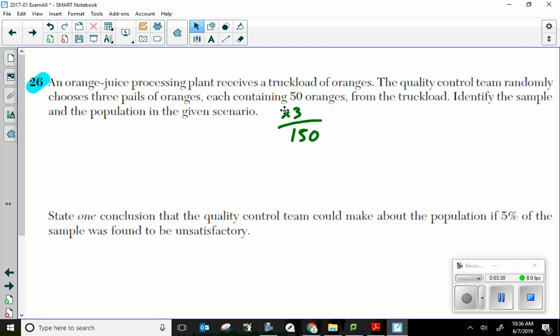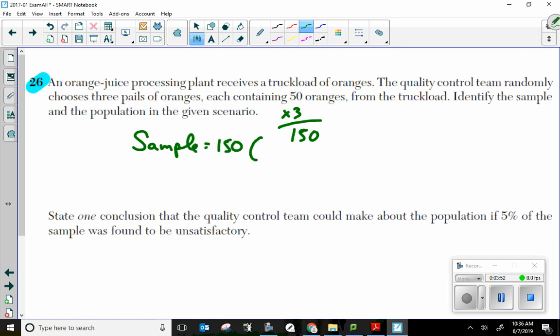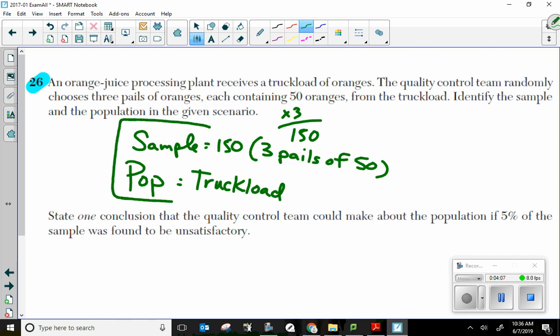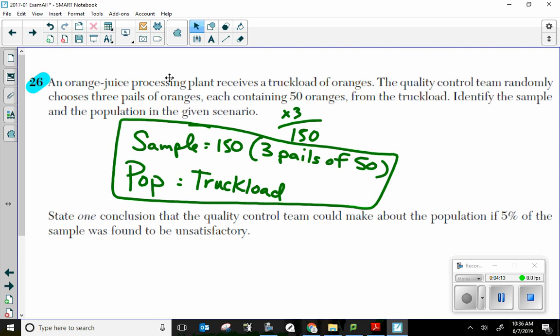Identify the sample and the population of the given scenario. Well, I think I kind of just gave you part of the answer. My sample is what they picked out. My sample is 150 oranges, or in parentheses, you can put the 3 pails of 50. That is the sample. The population, the entire thing, is the truckload of oranges. Easy. That's the first thing we need to do.